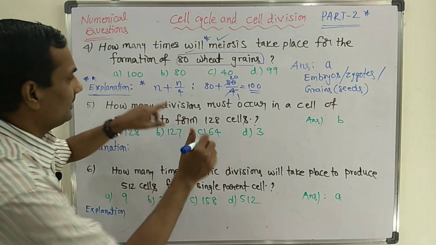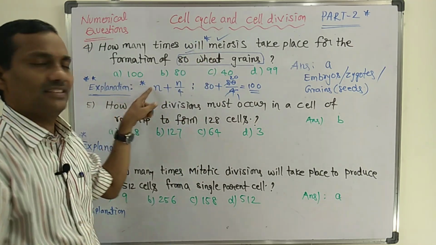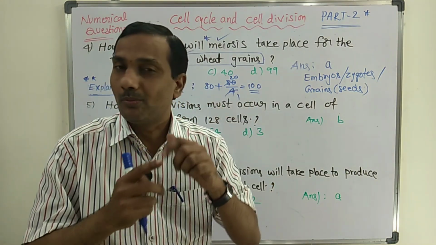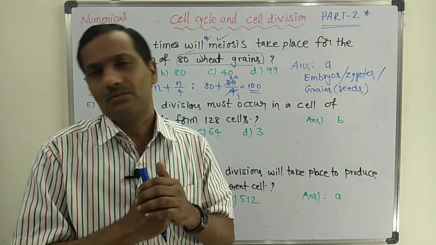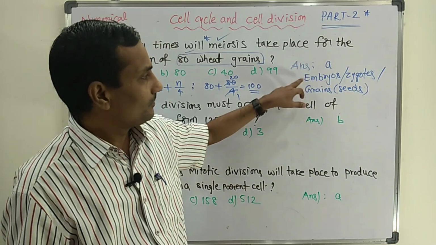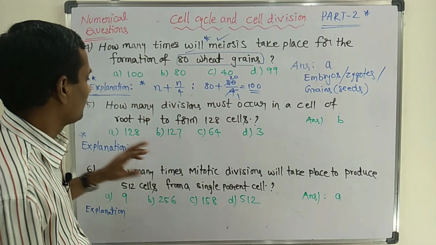It is just a simple thing: n is the number of wheat grains, and the n plus n by 4 formula you have to keep in your mind to solve such model questions if any question comes in final NEET or final MSET exams. For embryos, zygotes or grains, the same formula you have to use.